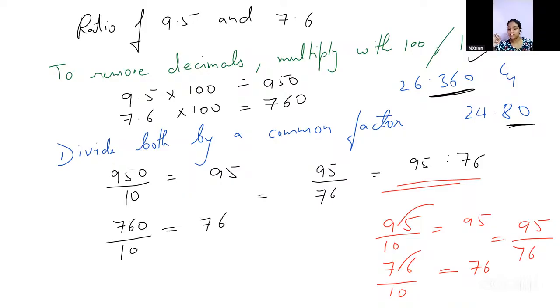Okay, take a look at another example. If you have one is 9.5 and another is 7.68. Now find the ratio of 9.5 and 7.68. Okay, so one decimal place and two decimal places. This is 10, this is 100. So that time you multiply both of them with 100.